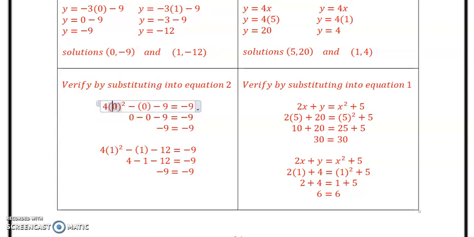So 4x squared minus x minus y is equal to -9. Plug it in, there we go, -9 is -9, check. Put our 1 in: 1 squared is 1, times 4, 4 minus 1 is 3, 3 subtract 12 is -9. And you can also verify using the graphic calculator as well.